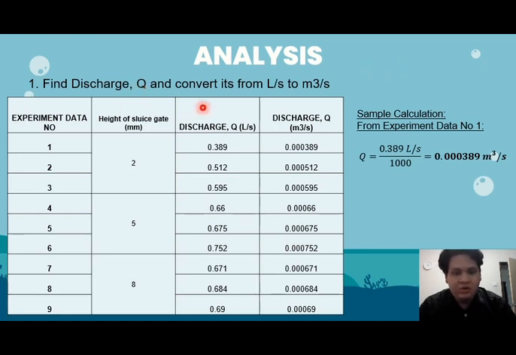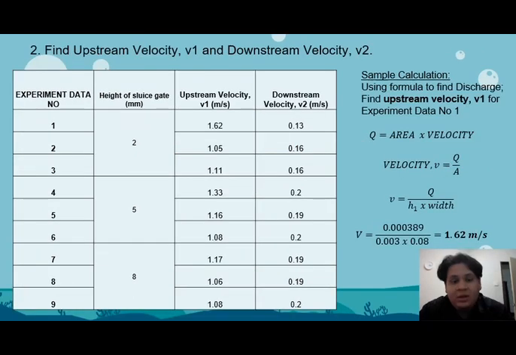The first step in this analysis, we need to find the discharge of the water first. From the experiment, we got the discharge of the water in unit liter per second, so we need to change it. So we take the experiment data number 1, which is 0.389, and divide it by 1000. From that, we can get the value of discharge of the water, 0.000389 in unit meter cube per second. After that, we can find the upstream velocity V1 and also downstream velocity V2 from the discharge that we got from the previous calculation.